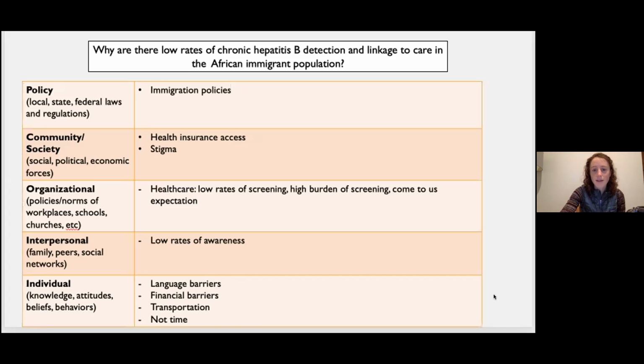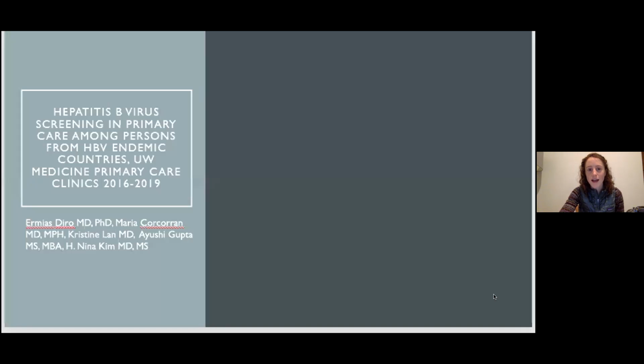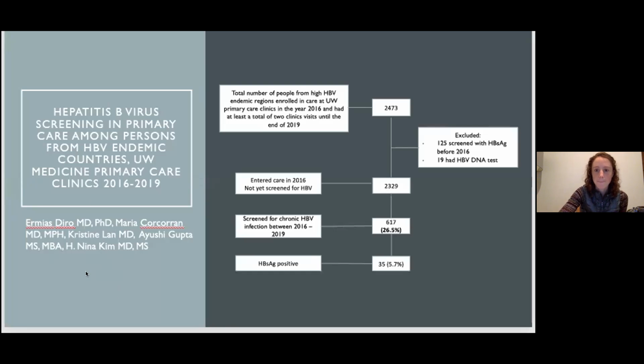Okay. So I'm glad we mentioned screening because there's actually some research going on at UW on this issue. There's a study called Hepatitis B virus screening in primary care among persons from HBV endemic countries in the UW primary care clinics from 2016 to 2019. And we have one of the authors of this study with us today. Ermias is going to tell us about this study and what he found. Thank you, Annie, for inviting me to share the findings of the study.